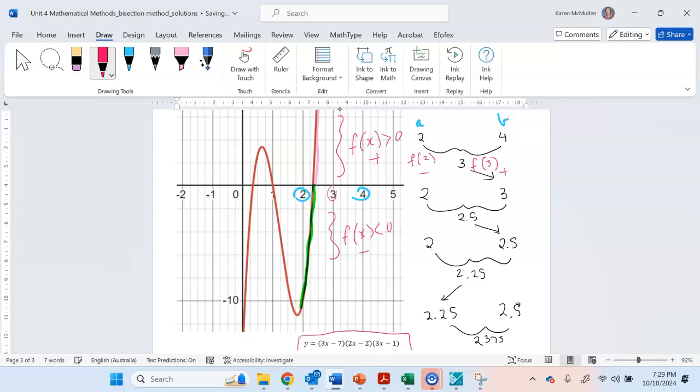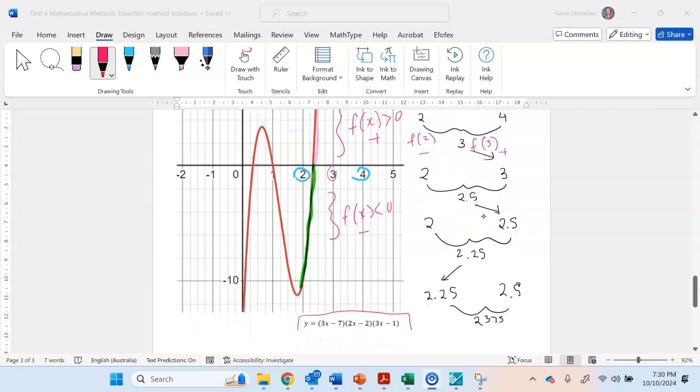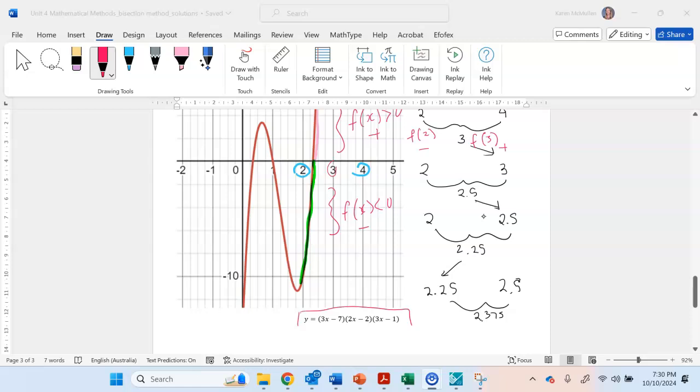So when I get a negative answer, that tells me that I have to keep this negative side the same and move the other point. In the bisection method, it'll actually tell you which way to do it. All right, so I'm not going to go through those other steps. Let's have a look at this last one. So f of 2.5 times f of 2.375.